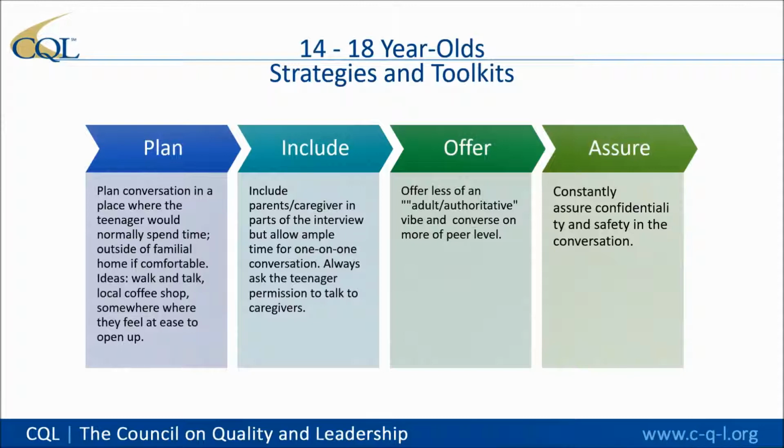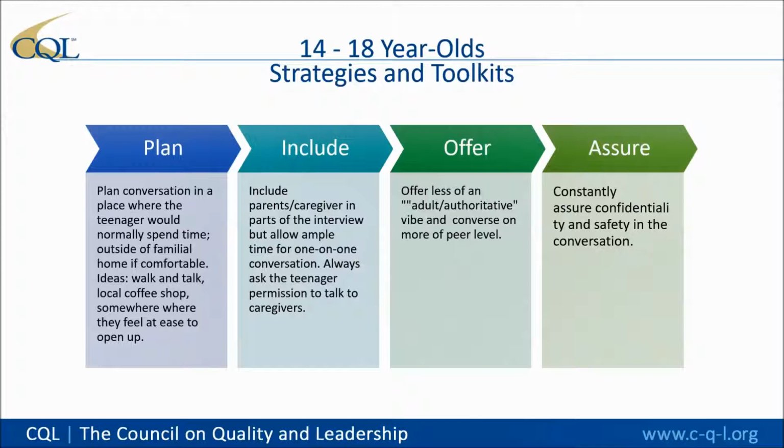You want to include the parents, caregiver in part of the interview, but also you really want that one-on-one time, particularly with the teenager, because they have a lot to say about their lives, as they should. And you always want to ask permission again. You want to offer less of an adult authoritative vibe, converse on more of a peer level if possible. A lot of times adults are talking to teenagers from way up here, but you really want to bring things down to their level and help them feel understood and heard.